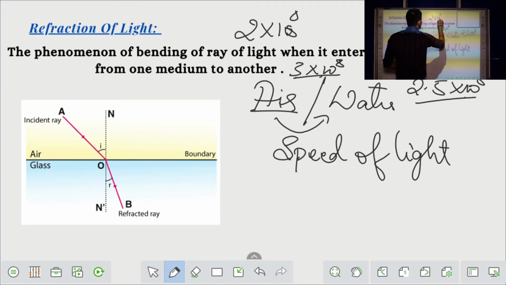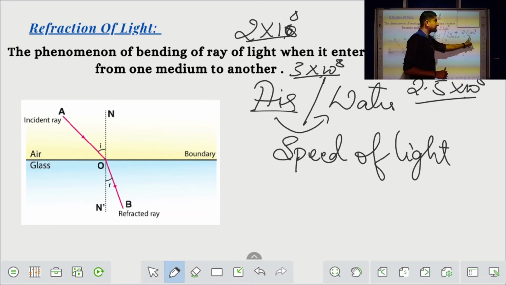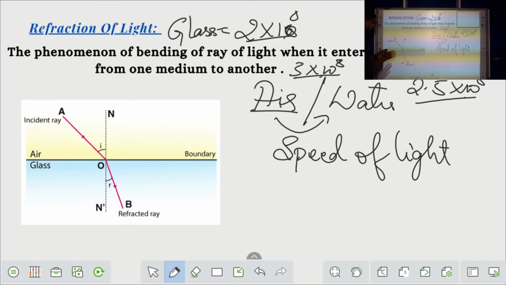Okay, these are approximate values, not the exact values. So when we calculate, we use these values. But calculation is not there for you; in Class 11, you will study this. So air is 3 into 10 to the power 8 meter per second, that is the speed of light in air. Inside water, it is 2.5 into 10 to the power 8. In glass, it is 2 into 10 to the power 8. Now you understood why the light bends when it goes from air to water or air to glass. The reason is the speed of light.